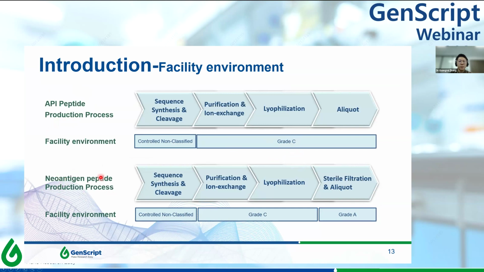And for the neoantigen peptide, the synthesis and the cleavage are under control in a no-class environment, and the purification and the lyophilization are in the grade C isolator. Sometimes the neoantigen product is injected directly into the patient. Therefore, we need to equip a grade A isolator for the neoantigen for sterility. Next, I will introduce the peptide API and the neoantigen peptide one by one.